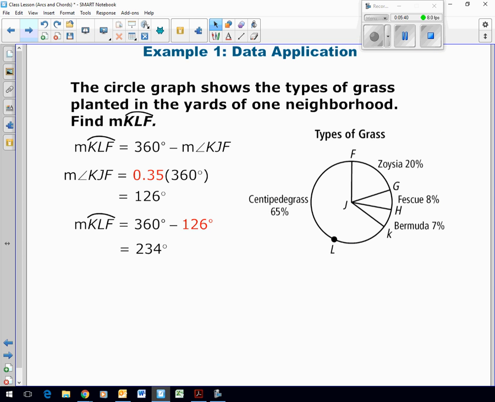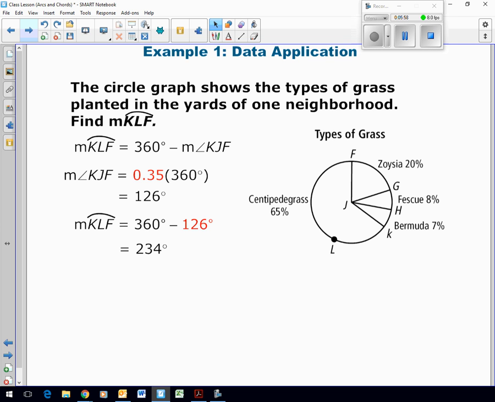All right, a circle graph shows the types of grass planted in the yards of one neighborhood. Find the measure of arc KLF. First off, major or minor arc? You know right off the bat. It's a major arc. How many letters are there? 3.